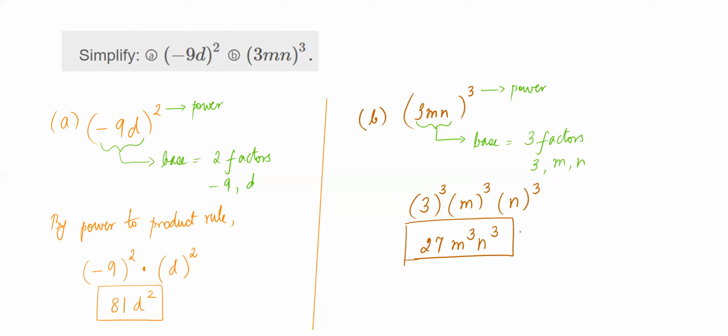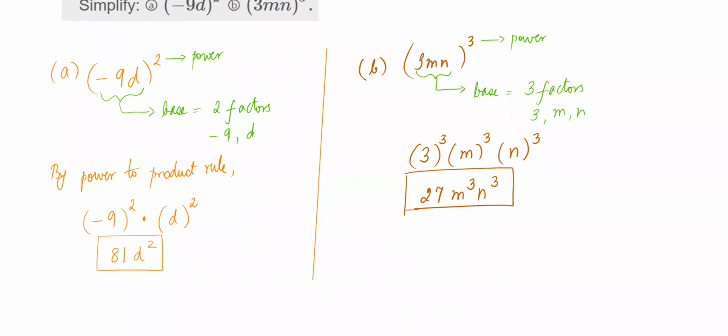Again, if instead of m and n, if you had other numbers that were simpler, you could actually go further and multiply them out, right? So here we just stop with that expression.